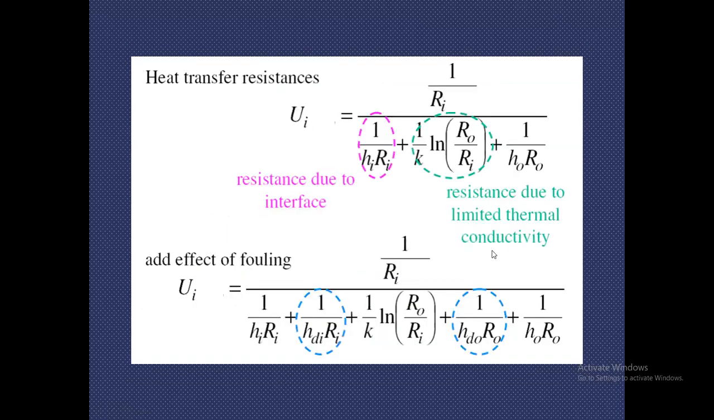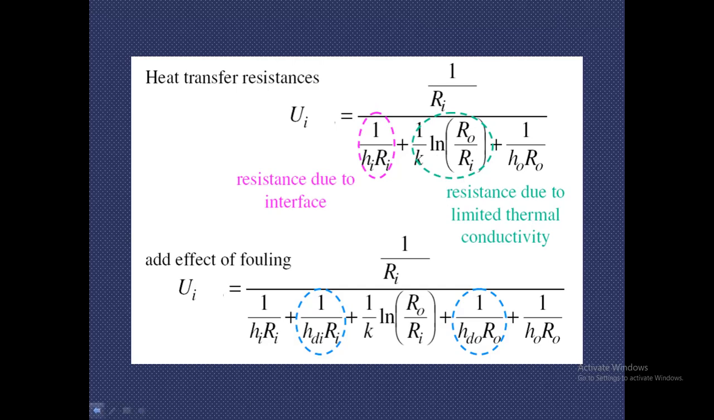So I think I have shown this last meeting. Your original U sub i, or overall heat transfer coefficient based on the inside area, is just based on this. You have the film on the inside part of the tube, the film on the outside part of the tube, and the tube itself. So this is all convective heat transfer, and this is resistance offered by the tube itself.